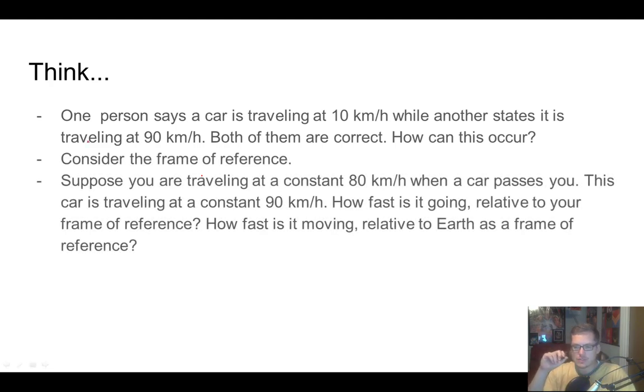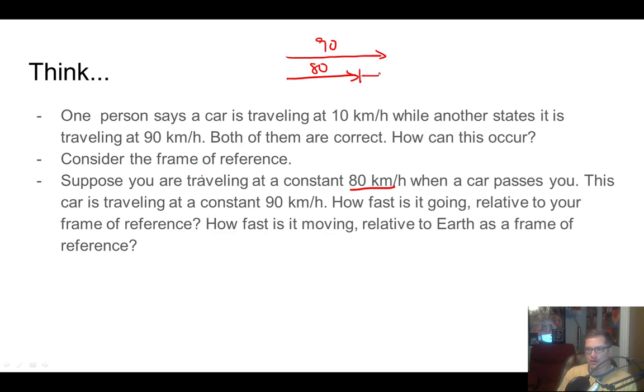So imagine this for a second. Imagine that you're traveling in a car, and you're going 80 kilometers per hour. So you're driving along at 80, and then a car passes you, and this car passes you at 90 kilometers per hour. So from your point of view, how fast is that car going? Well, from your point of view, that car is going 10 kilometers per hour.